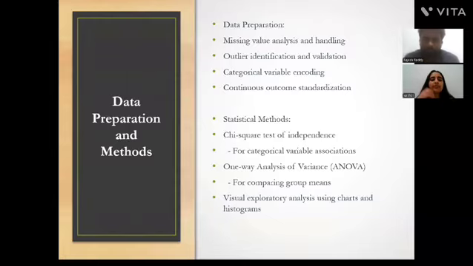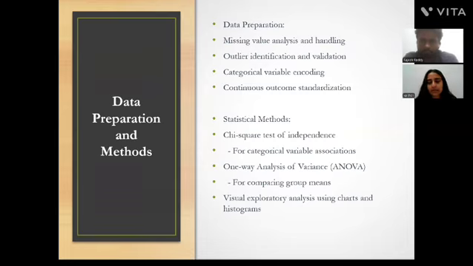The next step is data preparation and method. After doing the pre-processing, like cleaning the data, the next step is our data preparation. Here we do missing value analysis and handling, outlier identification and validation. As I already mentioned, we did find the missing values, and removed those columns and rows as well. Identifying the outliers and validating that, categorical variable encoding, continuous outcome and standardization. So after data preparation, we move further towards the statistical methods.